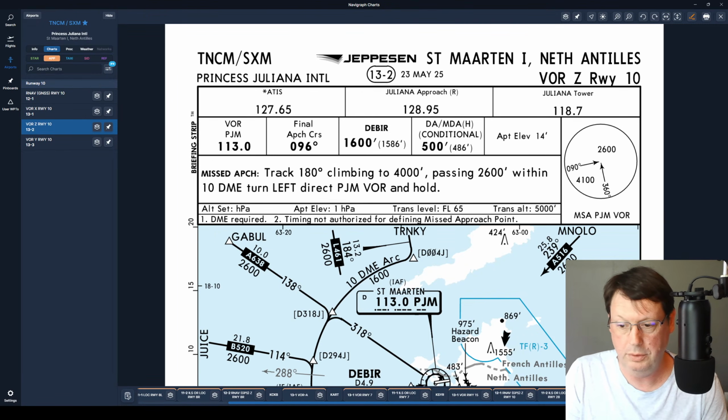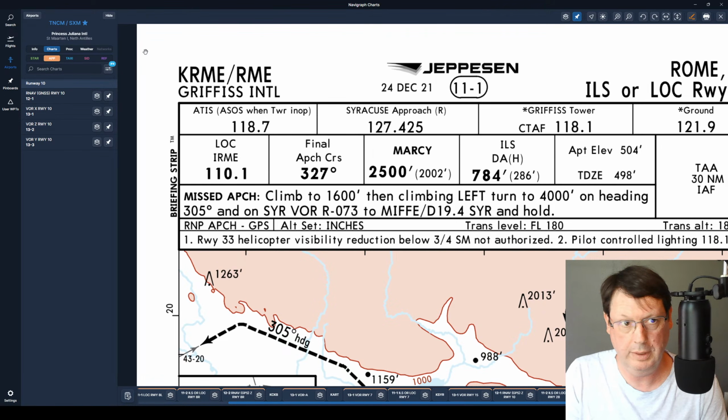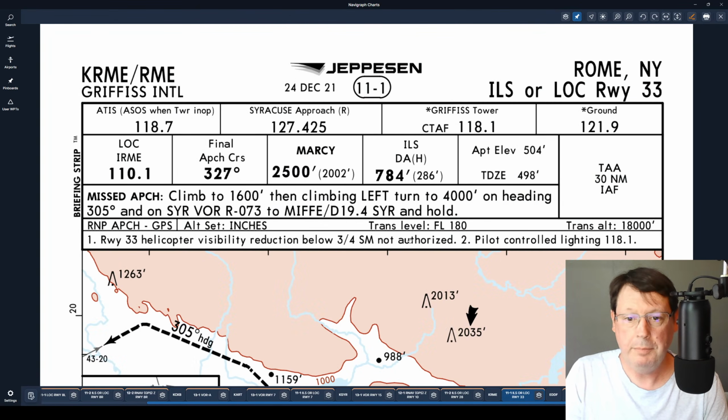I don't understand why they do it that way. I've had it explained to me. I still don't get it. But anyway, that's what the transition level and the transition altitude are for. The way I remember it is level is for landing.